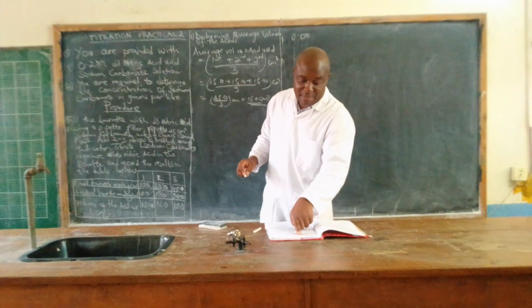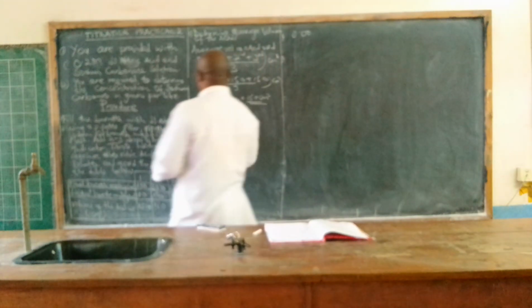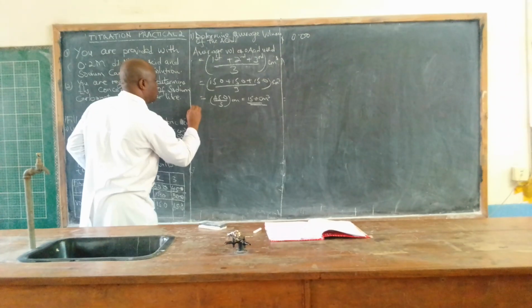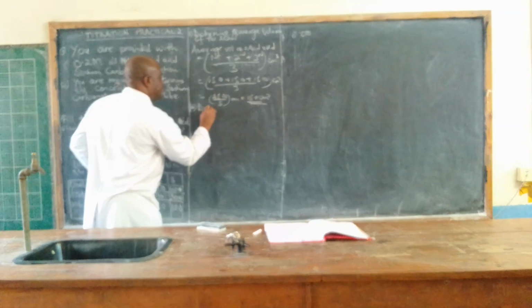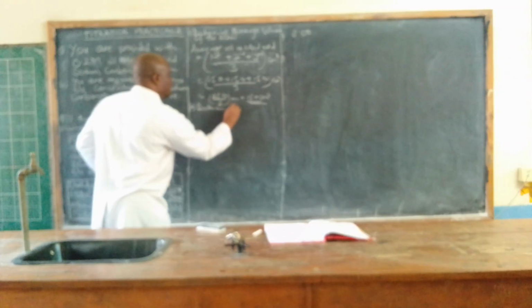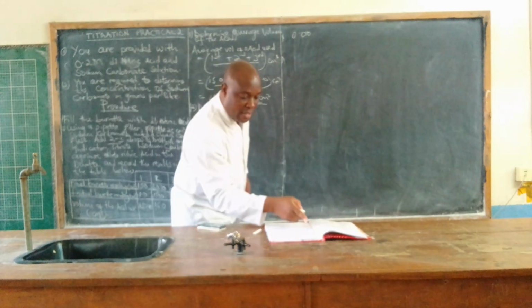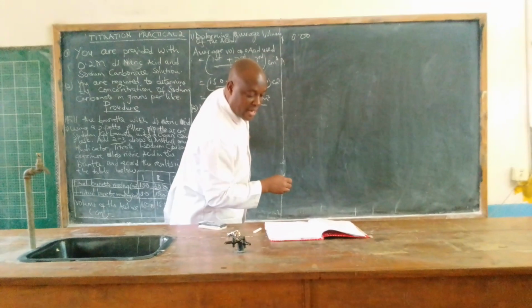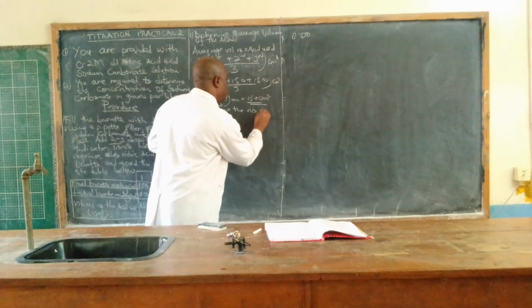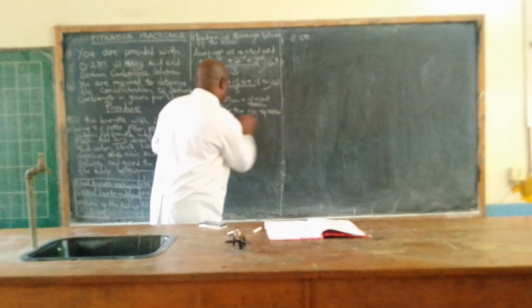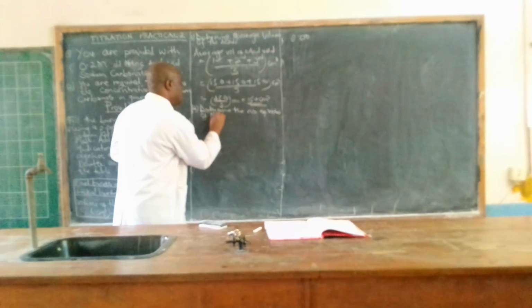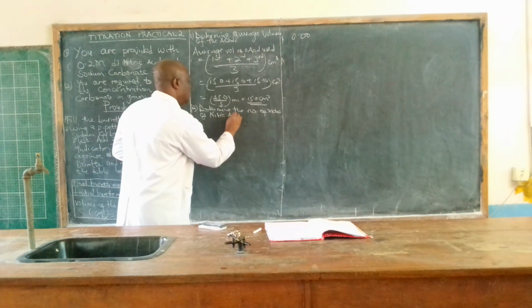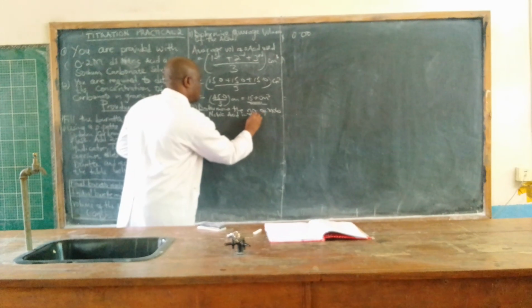Now the second question: we were supposed to determine the number of moles of nitric acid in the solution. So we have answered question number 1, and now we go to question number 2. Determine the number of moles of nitric acid in the solution.